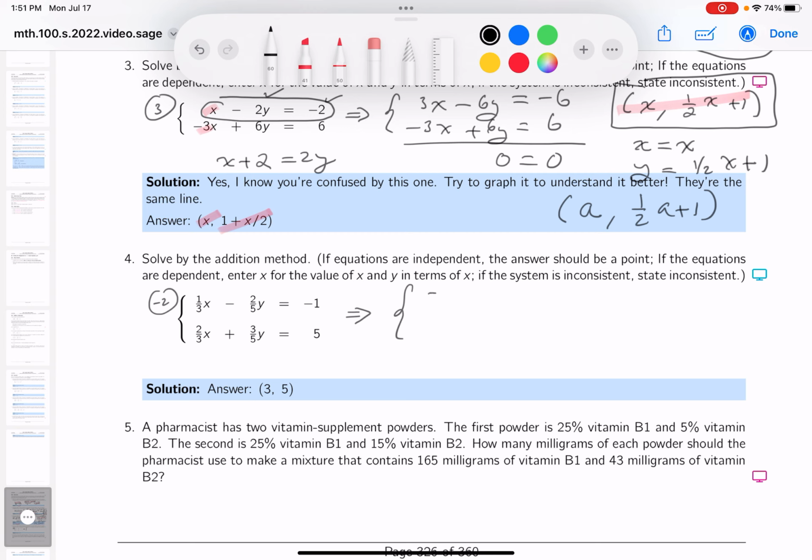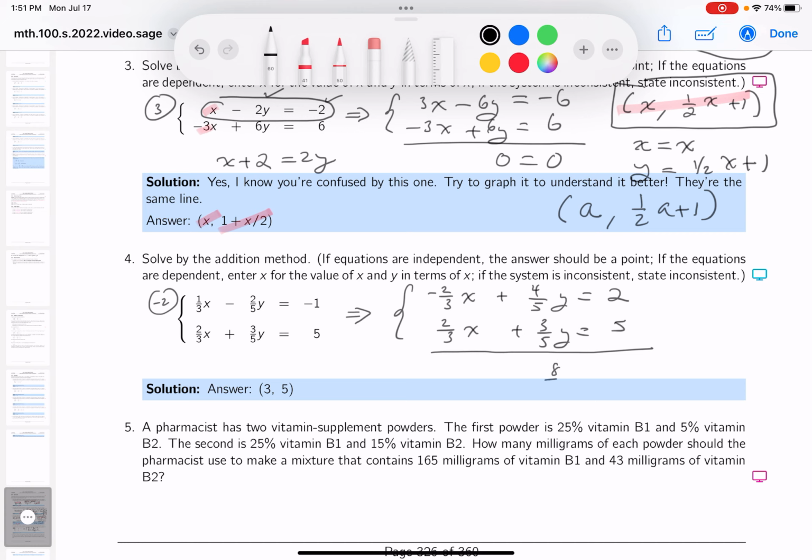What do you get? Minus 2/3 of an x plus 4/5 of a y is equal to 2. The bottom equation is simply 2/3 of an x plus 3/5 of a y is equal to 5. Put a little line there, add these together. What's nice about adding, there is an elimination. The x's disappear. What are you going to get?